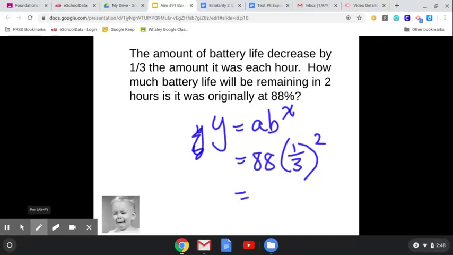Okay, so this just becomes a matter of 88 times 1/3 squared. Looks like I get 9.77%. That's how much battery life remains. 9.78 if you want to round it. I rounded it incorrectly, but 9.77%, 9.78% is how much battery life is left after 2 hours. Great.